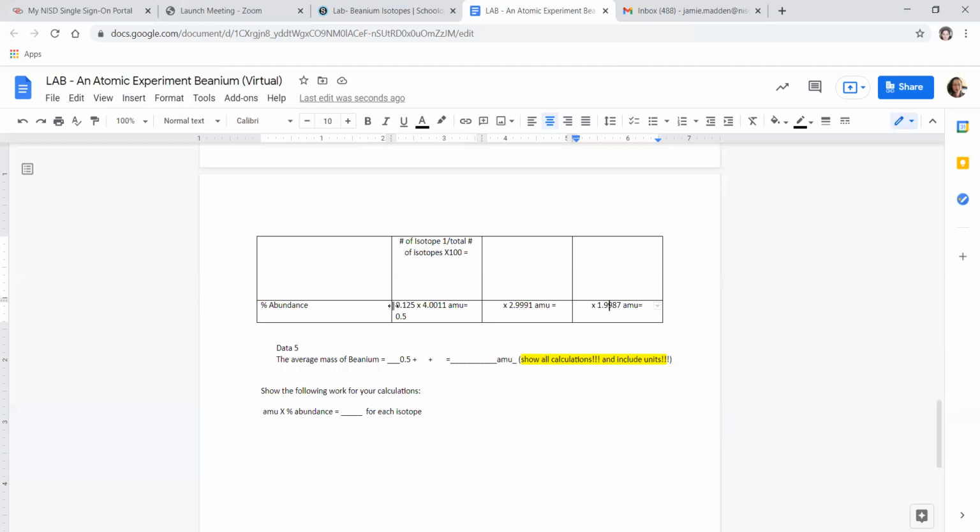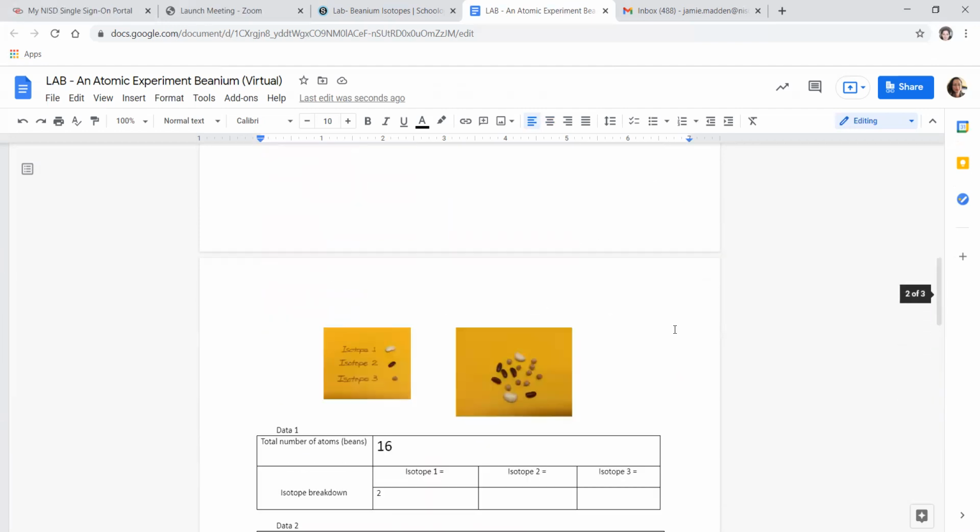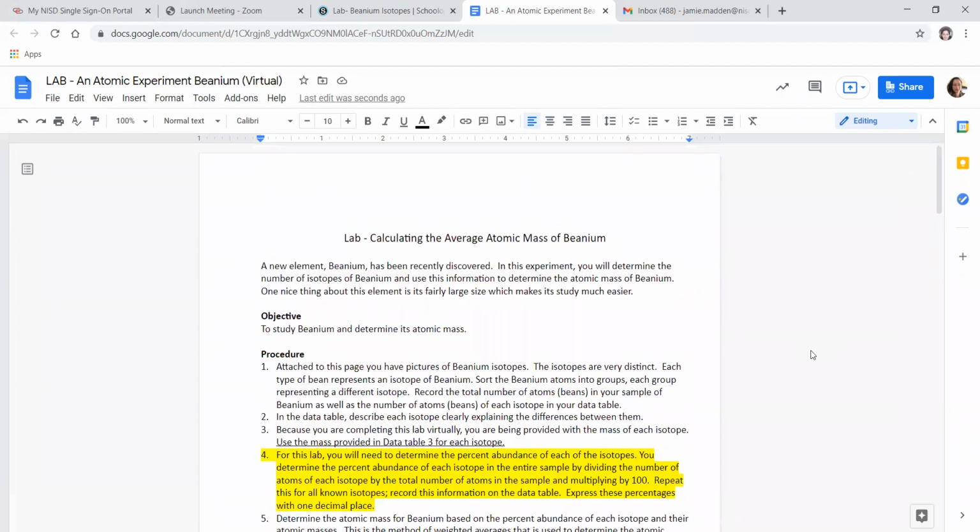Once you've completed those final boxes of table 4, you're going to include those in data table 5. Your first isotope is already done. You're going to include your second isotope and your third isotope, and you're going to add them all together for your final total. Your final total will again be placed down here at the bottom. And that's all you've got to do. It's pretty simple, shouldn't take you too long.